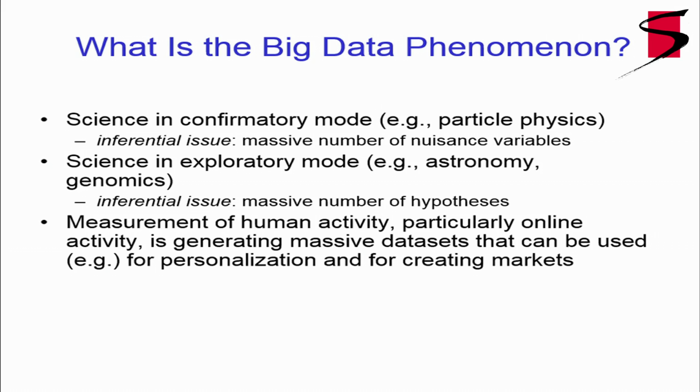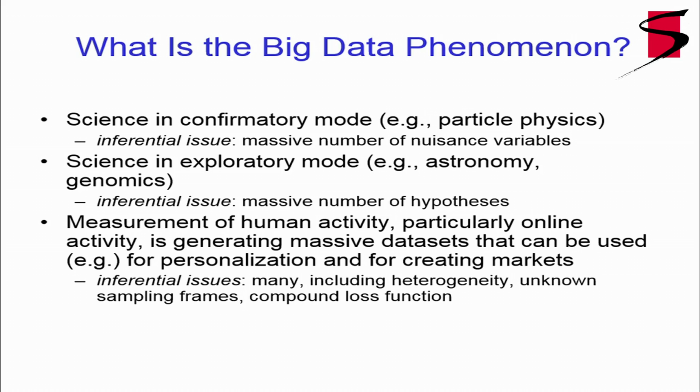So I have the word in the next little phrase here, compound loss functions. Companies' business model is to serve every single human being well. If you don't serve 5% of the humans well, your company will fail. So that's a compound loss function where it's really critical to get every term in the sum handled correctly. Heterogeneity becomes hugely important, unknown sampling frames and so on. So now the inferential issues are really getting to be front and center.